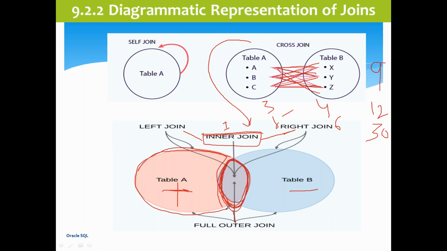Similarly, this inner part, the common part available in both tables, plus the right side table's data which is not common, extra, that also it will take. In that case, it is called a right join or right outer join. And next, inner join plus this left part plus this right side part. All those together is called a full outer join. So in this way different types of joins are there.